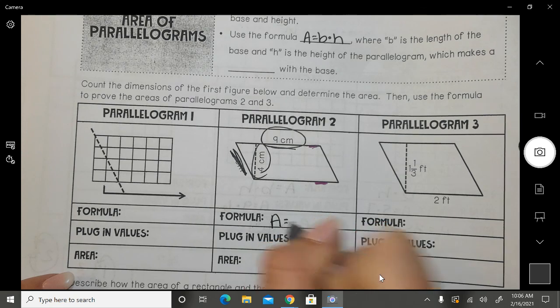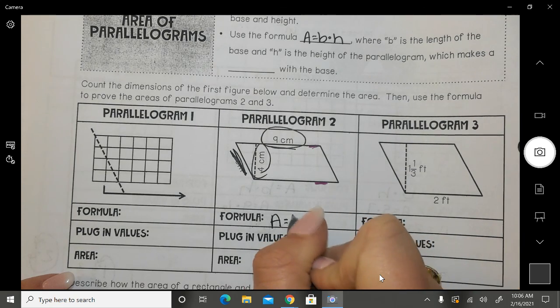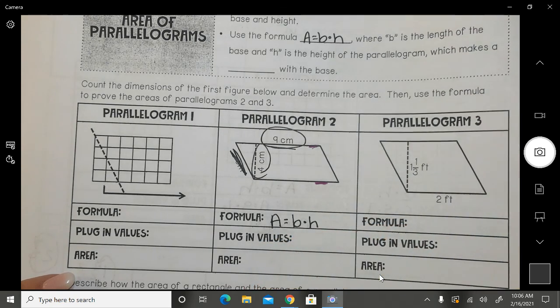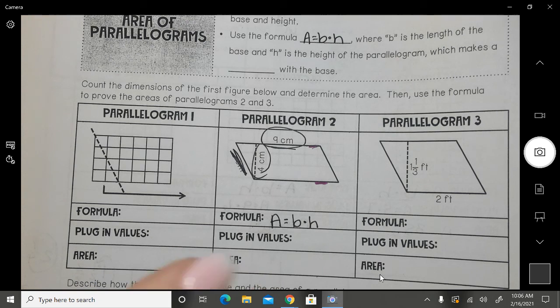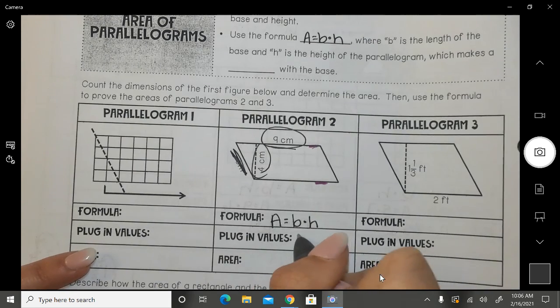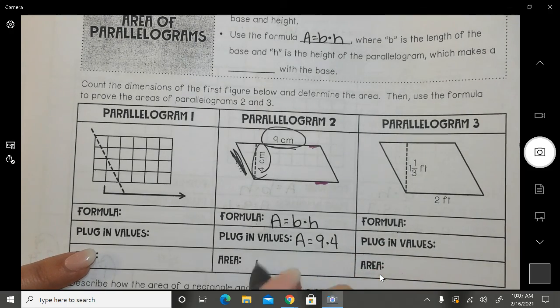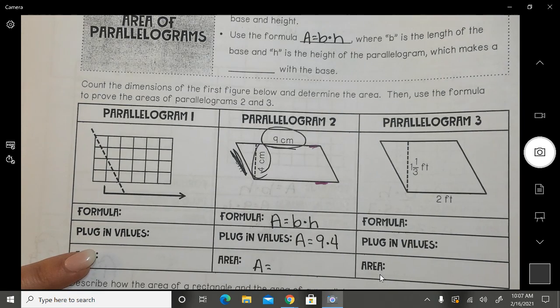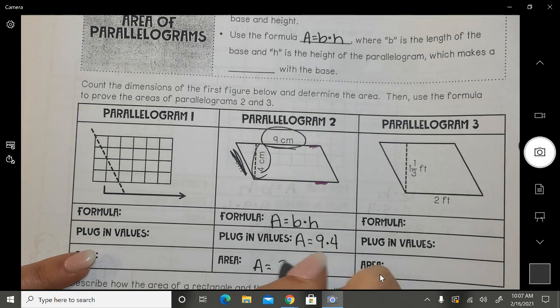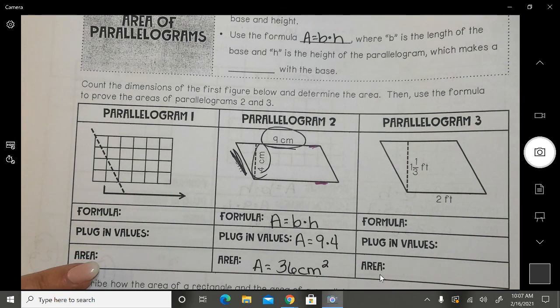Okay, we're going to write it again. Area equals base times height. Did you ever see it as base times altitude in 6th grade? Okay. So we're going to plug in the values for our variables. We're going to substitute. Area equals 9 times 4. So the area is going to be 36 centimeters squared. You can't forget that squared part.